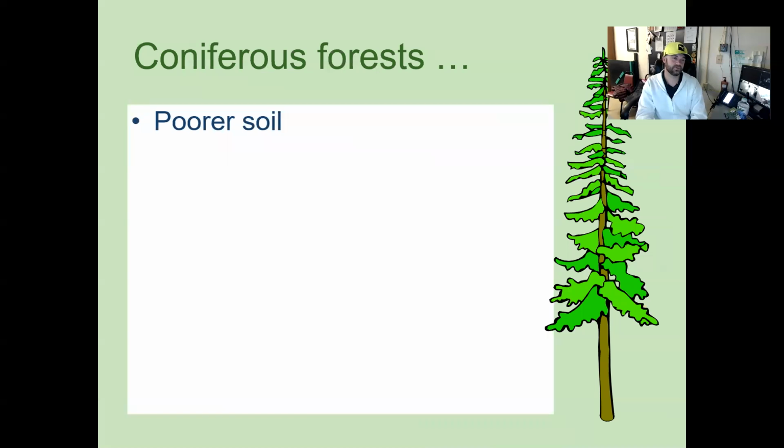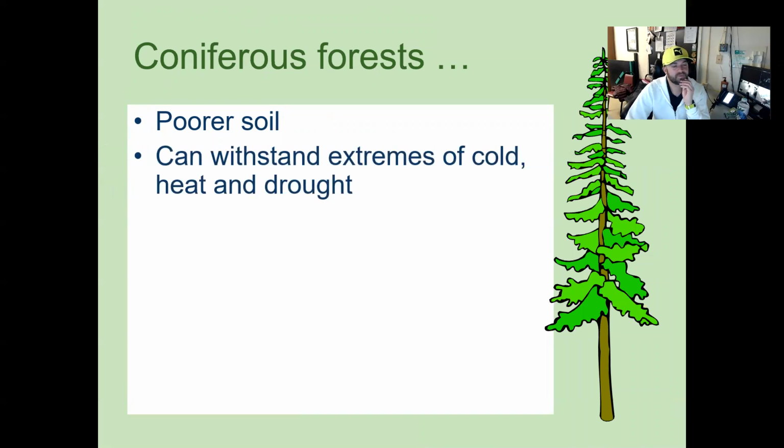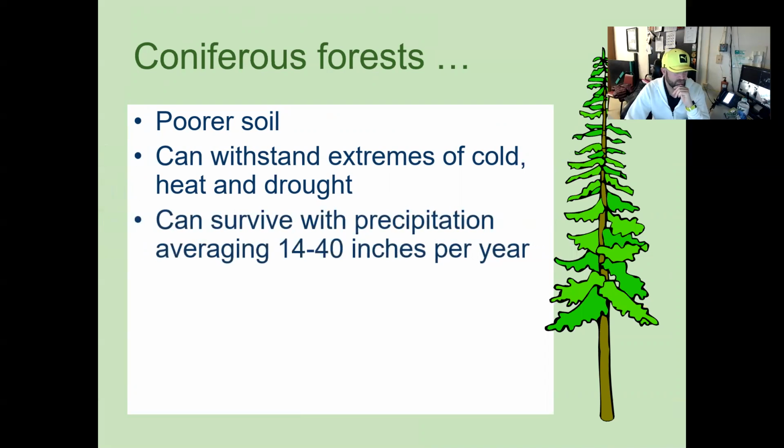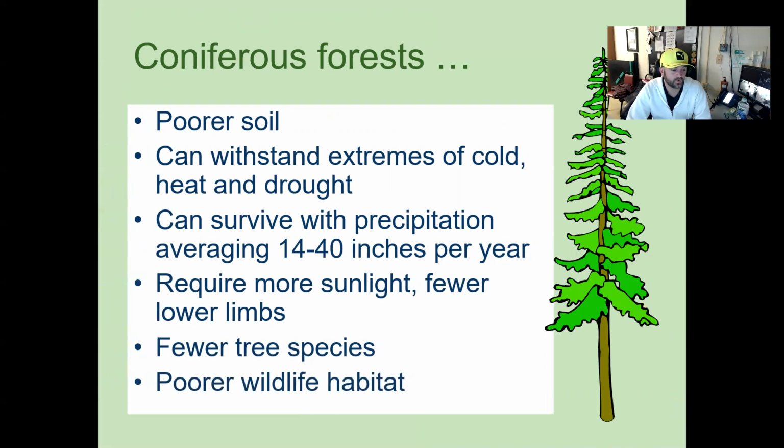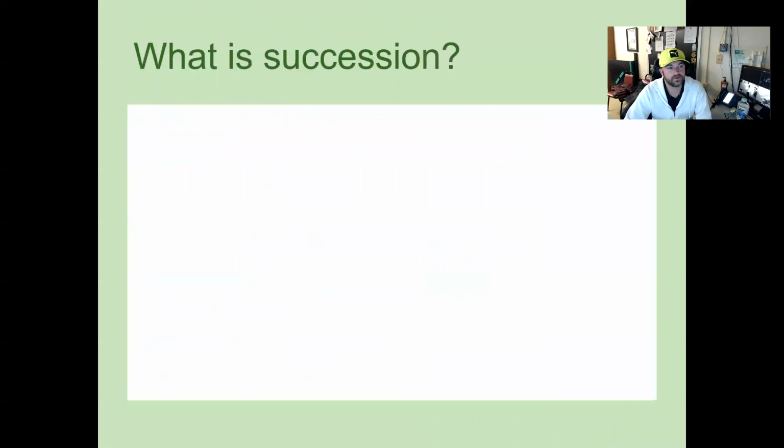Coniferous forests have poorer soil, can withstand extremes of cold, heat, and drought, and can survive with precipitation averaging 14 to 40 inches per year. They require more sunlight, have fewer lower limbs, fewer tree species, and are poor wildlife habitat. So for the most part, wildlife actually prefer a deciduous forest over coniferous. This is also because some of the coniferous or evergreen trees actually produce a poison on the pine, and eating pine in general is a little bit rougher than eating deciduous leaves.